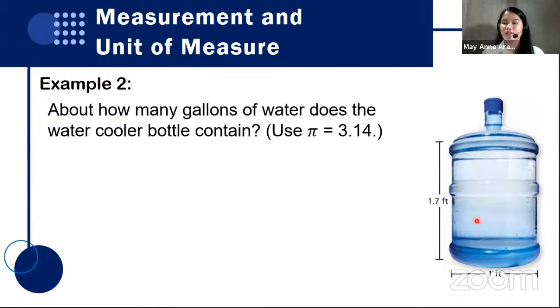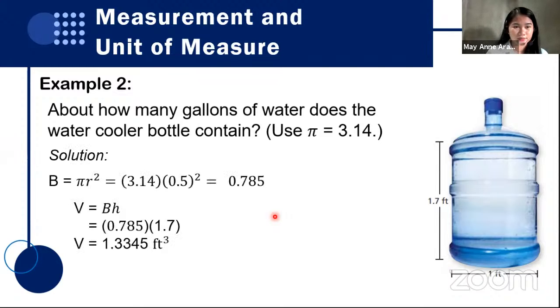So let us use the figure here. The diameter here is 1 foot, and for the length, the height of the cylinder, we have 1.7 feet. And there's an instruction here to use the value of pi na 3.14. Okay, so first we need to solve for the area. So area of the base, the area of the base here is equal to pi r squared and it's a circle. Let's just solve. So bakit naging 0.5?